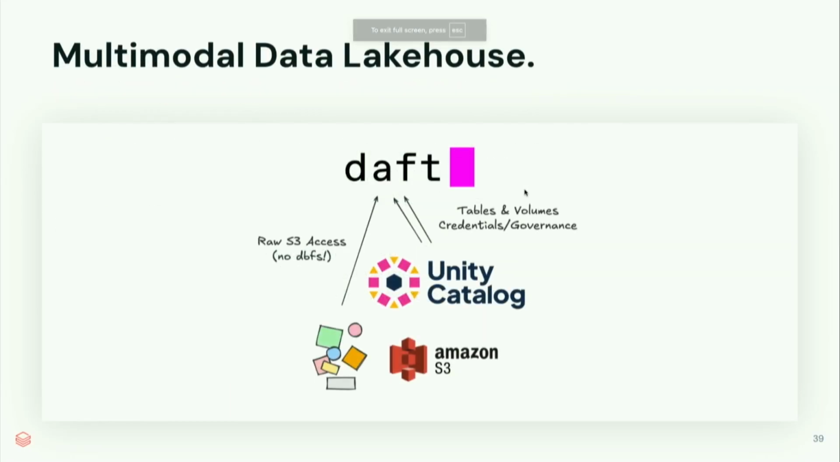So this is your multimodal data lakehouse. You have Daft, the engine, on top, and then you have Unity Catalog, the catalog layer, and then below that, you have the raw data storage, S3. And it's super simple. These are all the interactions that happen within the lakehouse, but it's such a simple architecture.